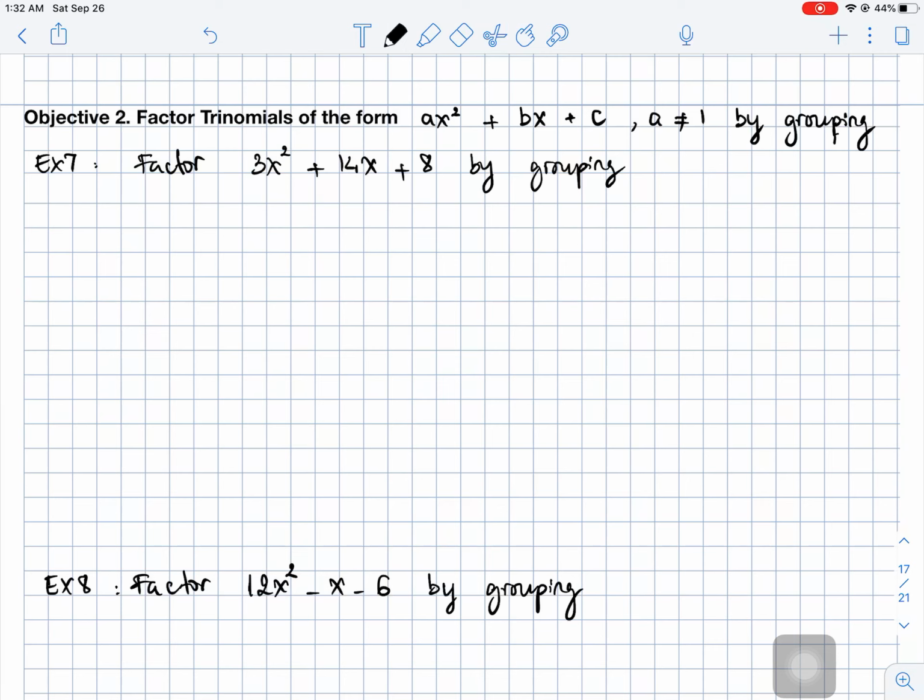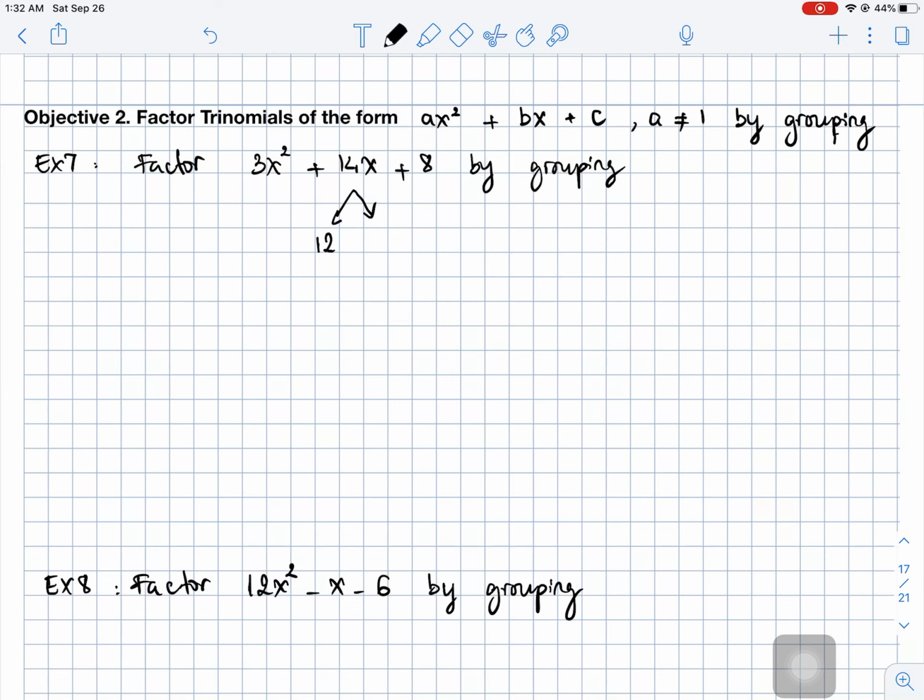Objective number 2: factor trinomials of the form ax squared plus bx plus c, for a not equal to 1. You remember that we learned how to factor by grouping. We need to have 4 terms. So in this case, I have to make 4 terms first and then perform factor by grouping.